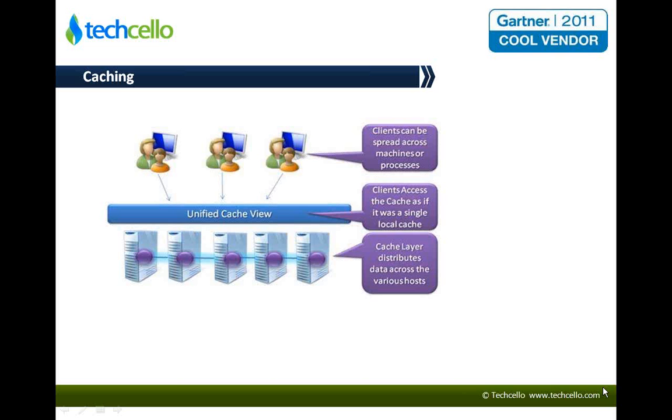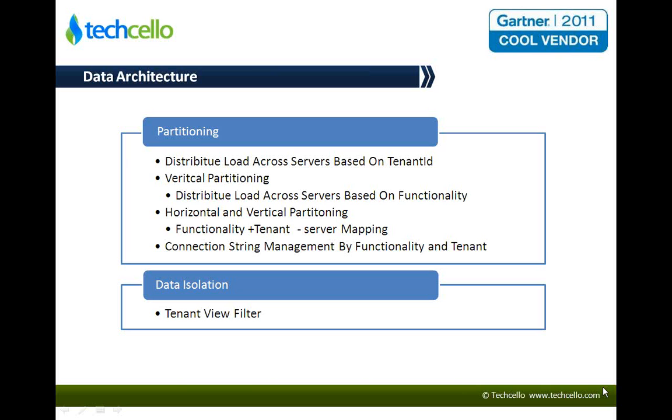So just a quick view of how the cache itself will work. You'll have a lot of cache servers, which is represented by a logical cache layer, and that logical cache layer is what your different systems will be accessing. Now that's on cache. Coming to the data architecture of a multi-tenant application, we'll talk about the considerations there, right?